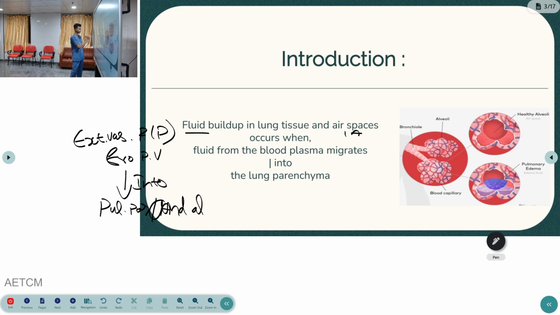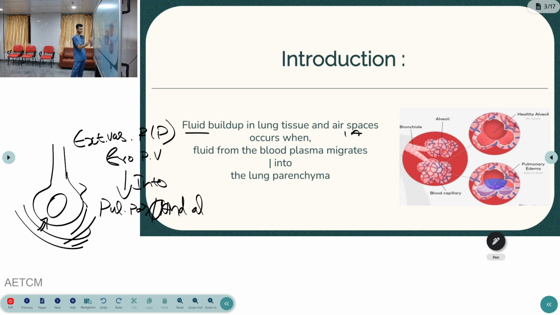So here I can draw one image. This is the alveoli, these are the pulmonary vessels, capillaries, just imagine. So here extravasation of fluid or plasma from the pulmonary vasculature, from the pulmonary capillaries, the fluid enters into the alveoli or pulmonary parenchyma. That is the definition for pulmonary edema.